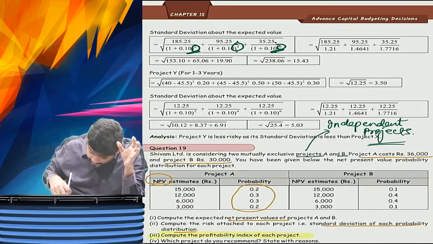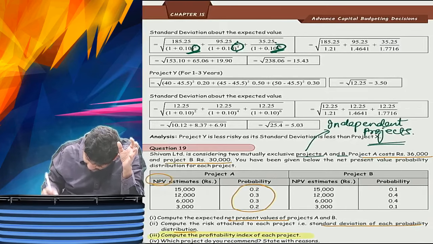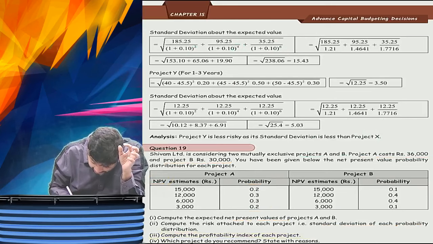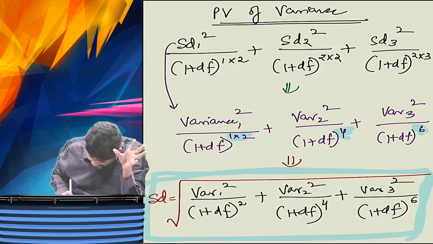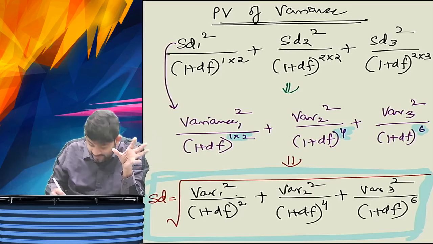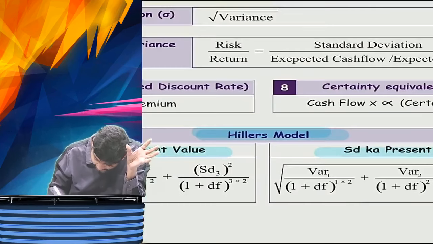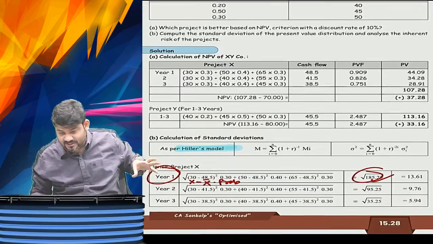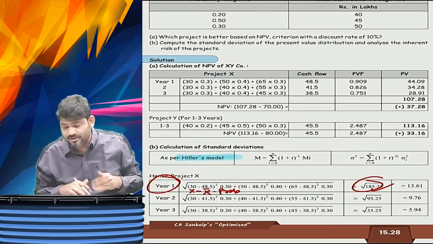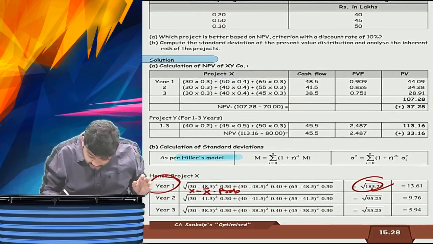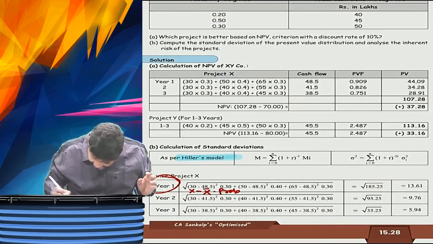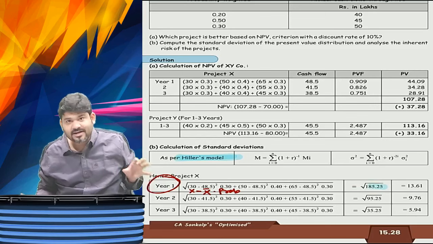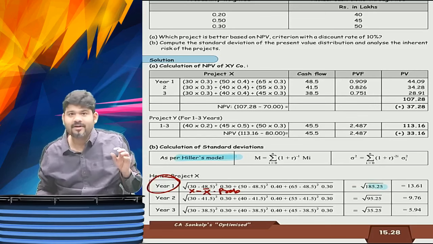Now when you have to apply the Hiller's model, what did we tell? First, write down the variance. So we wrote the variance. Variance is 185.25. Yeah, variance is 185.25. See, we got the variance here, no? When you root the variance, you got the standard deviation. But if somebody asks you what is the variance, it is 185.25. Am I right, everybody?